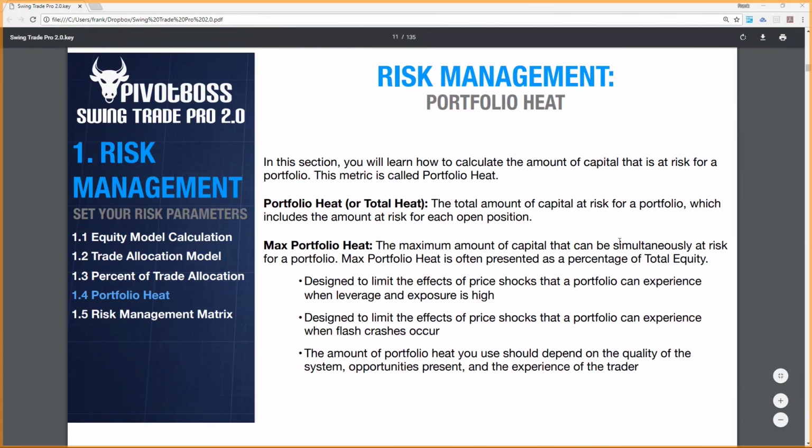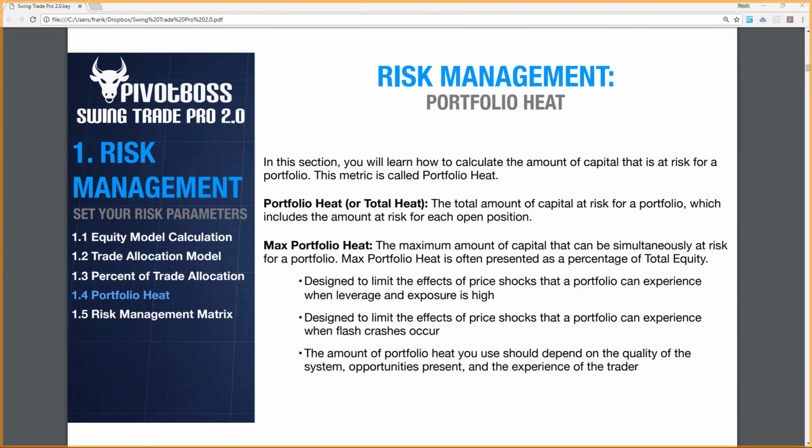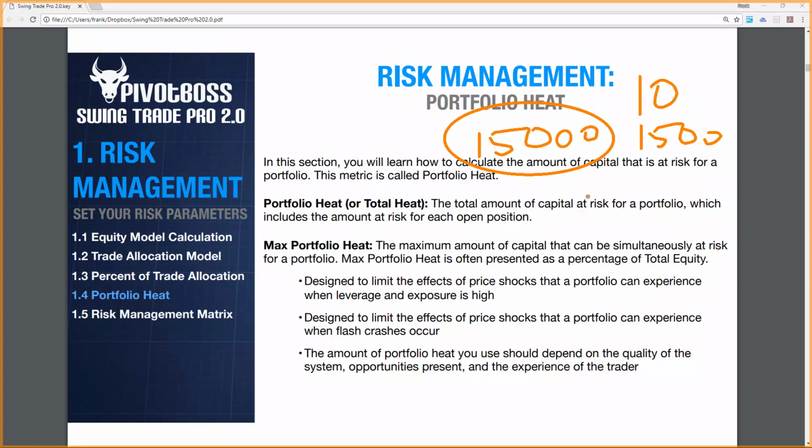Let's go down to portfolio heat. Portfolio heat, very, very important as well. In this section, you will learn how to calculate the amount of capital that is at risk for a portfolio, and this metric is called portfolio heat. Portfolio heat, or total heat, is the total amount of capital at risk for a portfolio, which includes the amount of risk for each open position. So say I have 10 open positions, each one at $1,500 of risk capital, then now I got $15K of risk, right? Total of all those open positions.